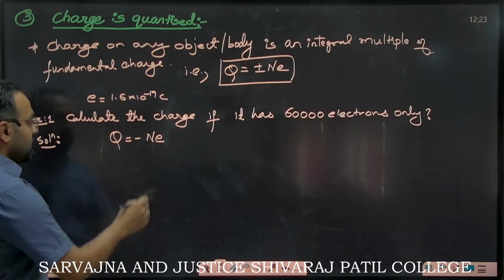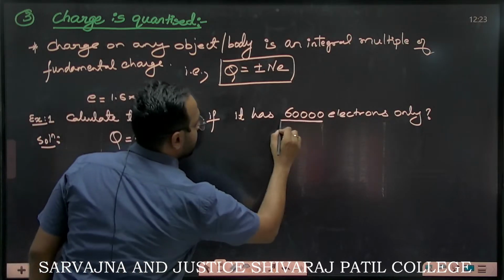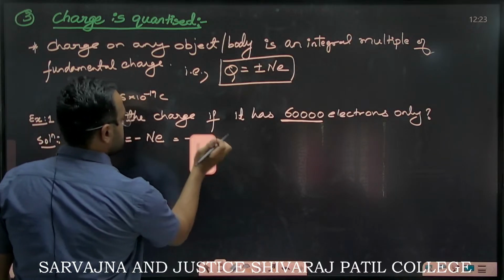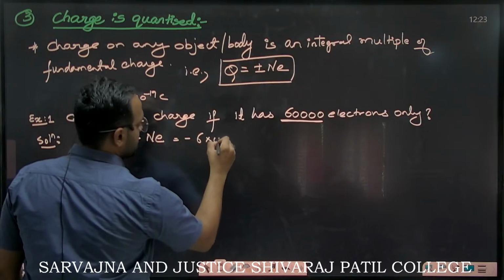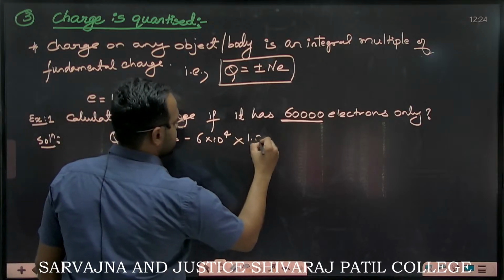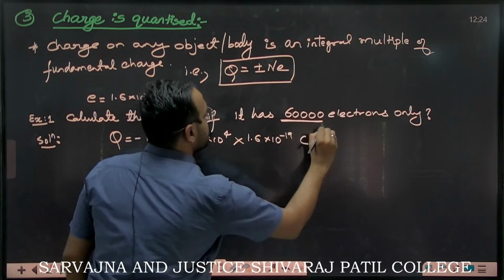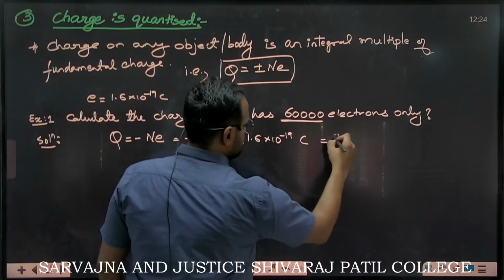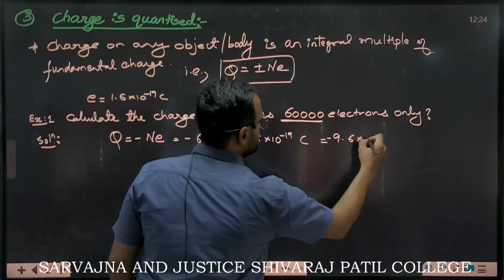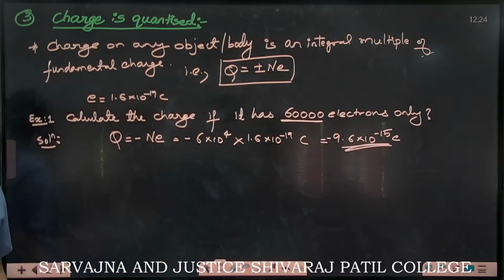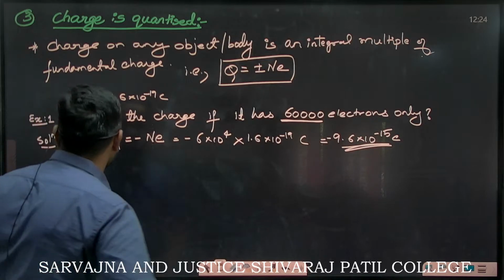Okay. What will be the value of n here? The value of n here, it will be 60,000. Okay. So this will be minus 60,000, which is 6 into 10 power 3, multiplied by what is the value of E? The value of E is 1.6 into 10 power minus 19. This comes out to be 16 6s are 96. Yes, minus 9.6 into 10 power minus 15. Simple enough? Yes? Okay.